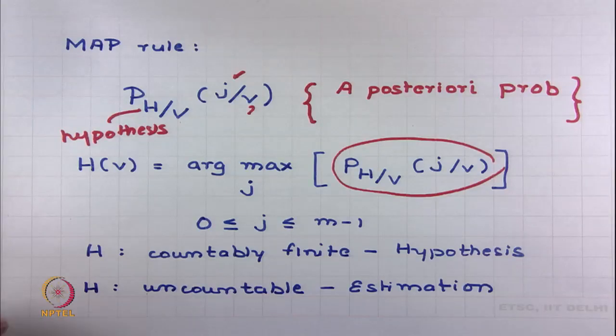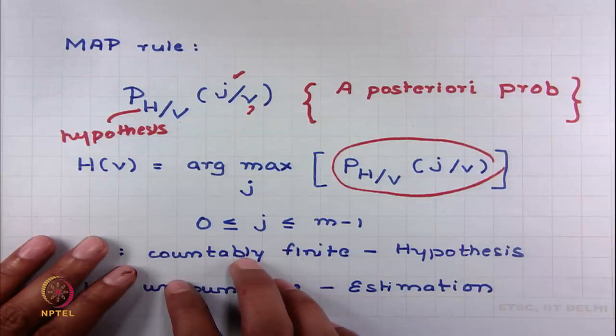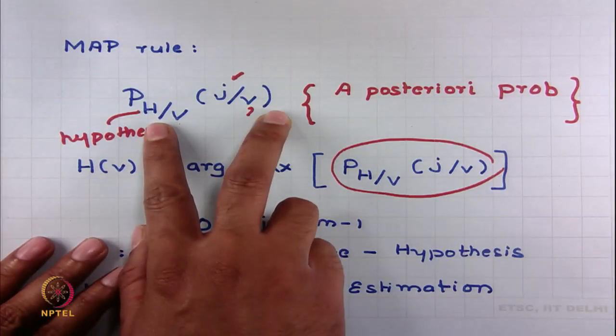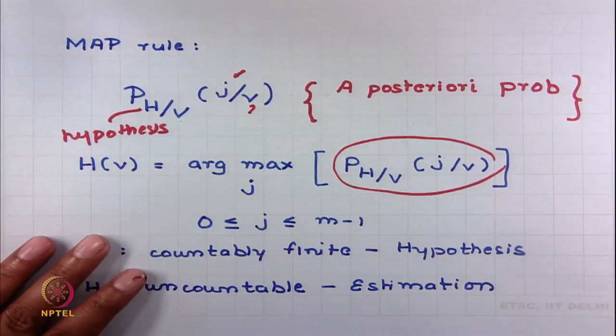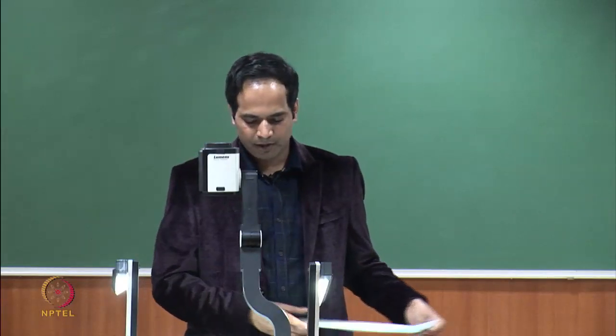All right. So, what is the MAP rule? Again, it is important. First, we are talking about a posteriori probability, which is the probability of a hypothesis given an observation has happened, and the MAP rule simply says that we choose the hypothesis which maximizes this a posteriori probability, and that is why the name MAP, maximum a posteriori probability.